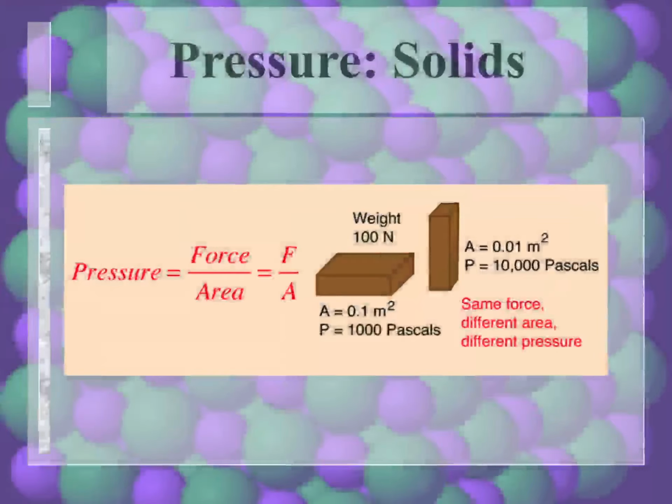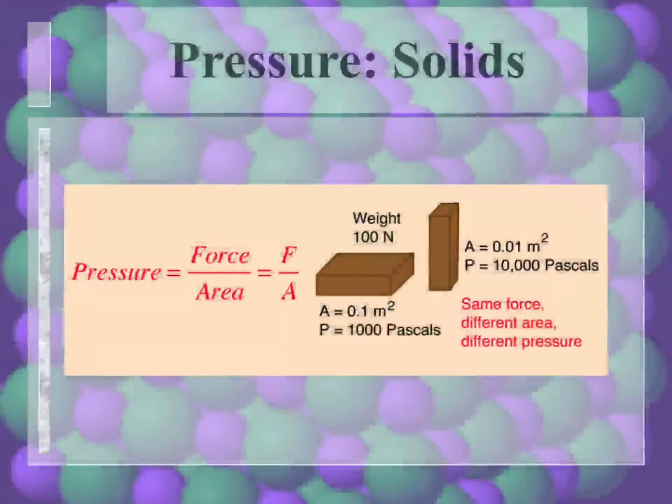So in this example, they have a box, and if they lay it down on the long side, then it reduces the pressure here to 1,000 Pascal. We'll talk about the pressure units in a moment. And if you stand it on its end, then you have a much higher pressure. You are concentrating all of that force into a small area.